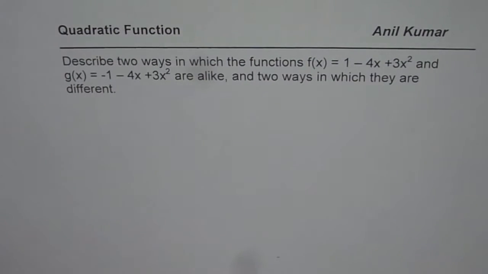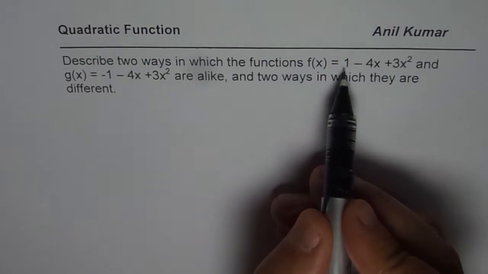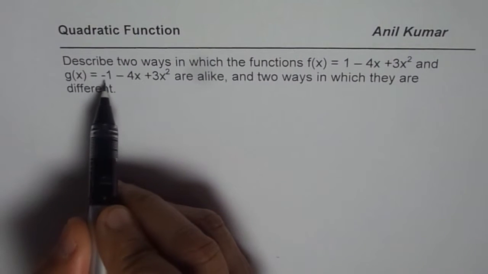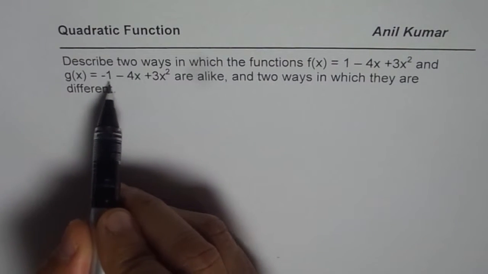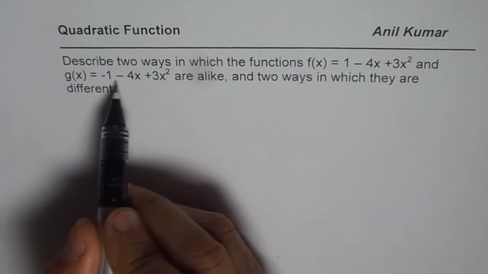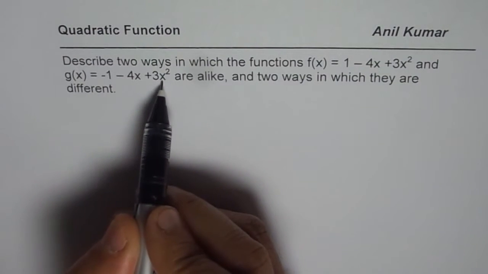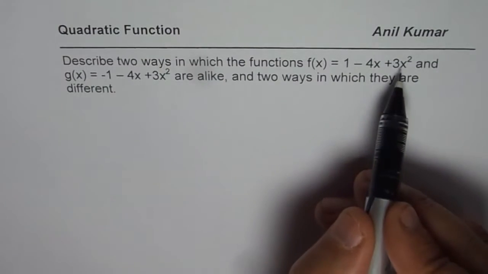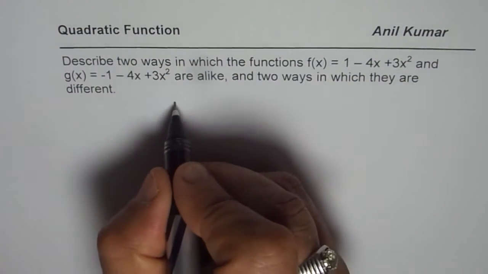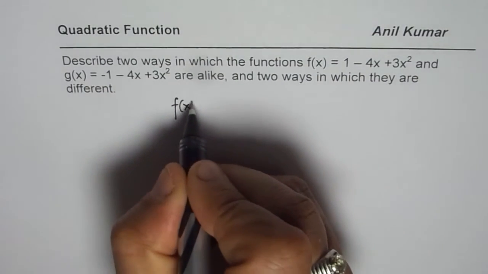which they are different. I've seen many times in this question, students will write that this function opens upwards and this opens downward. Be careful, it has been organized in a different way. It is not the standard form. 3x squared is the leading coefficient, and both these functions actually open upwards, right? So let me rewrite these functions so that that mistake does not happen.